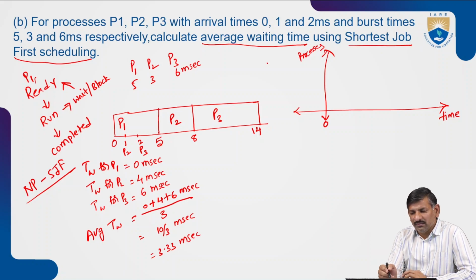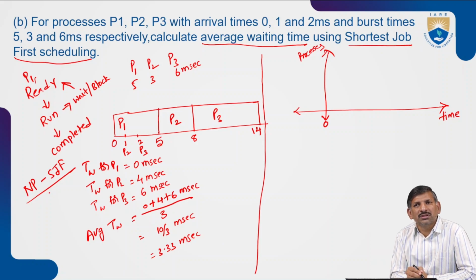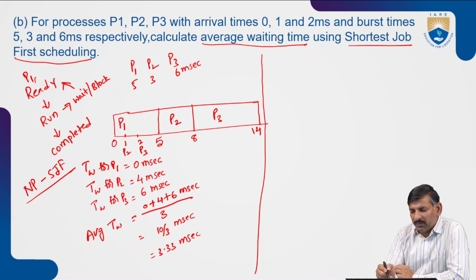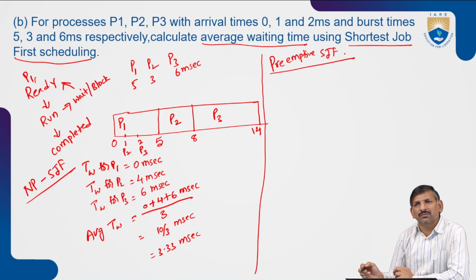Okay, this is for the non-preemptive shortest job first scheduling algorithm for this requirement. Keep in mind, in this requirement's point of view only. Now, we can consider preemptive shortest job first scheduling. In this point of view, you can check now.